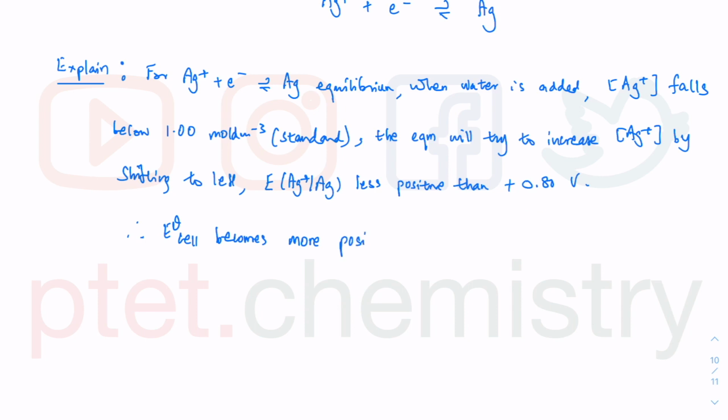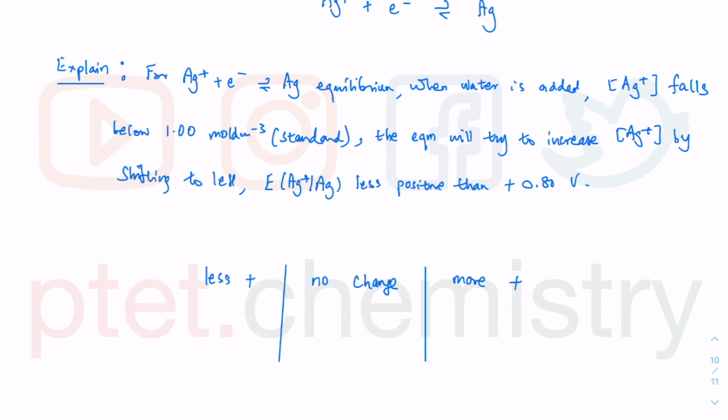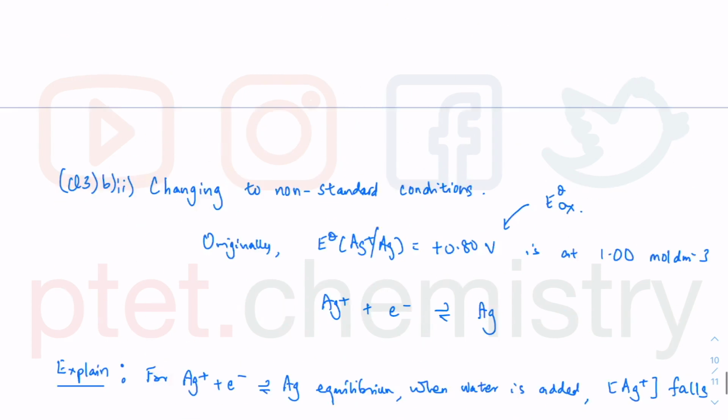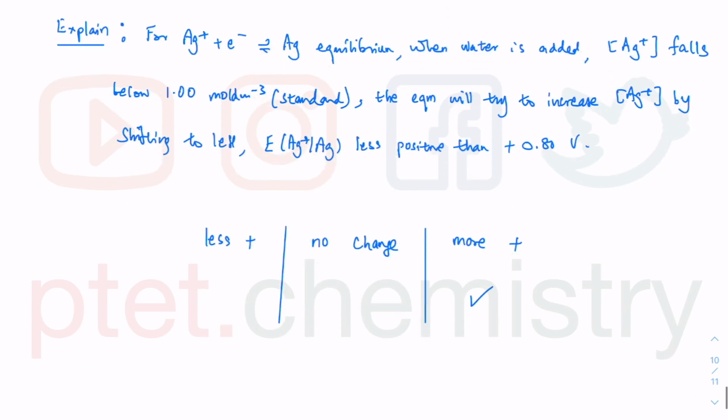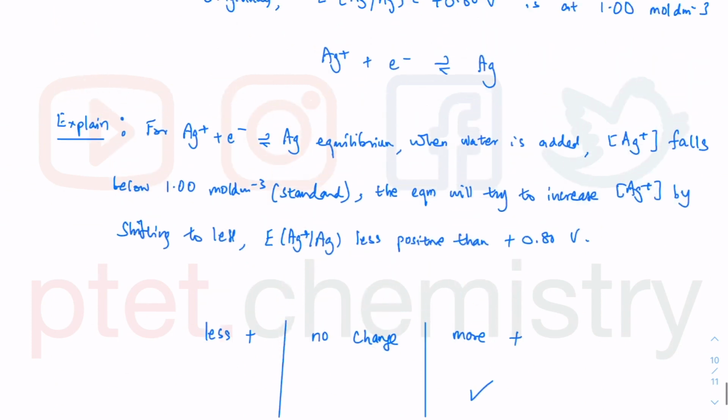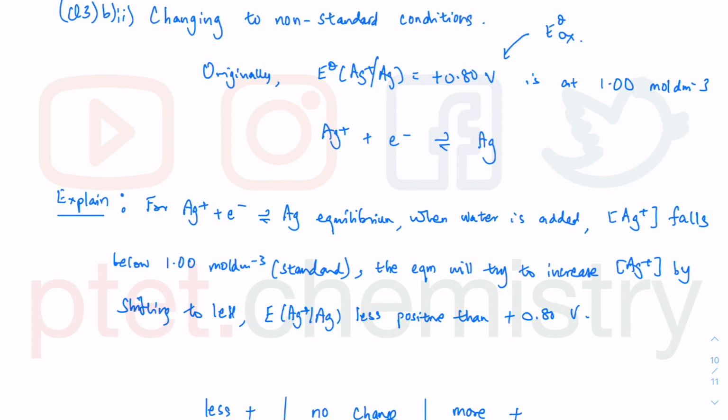So I don't really need to write this last statement. In fact, it was just a tick in the box. So it was less positive, it was no change, and the other one is more positive. So among the three changes, I will get more positive as a result of taking away something which becomes smaller. Something positive minus something smaller, less positive, will become more positive. So this is just the idea of the Nernst equation, but without really writing down the expression. This is the qualitative explanation based on Le Chatelier's principle.